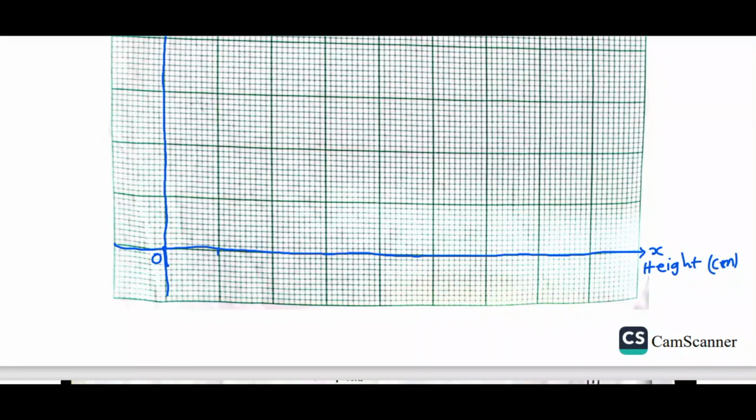So this is 10, 20, 30, 40, 50, 60. Then we have our 70. Even here we are going to use 10, since we are told to use the same scale for both axes. Now under the y-axis we are supposed to reach up to 100.